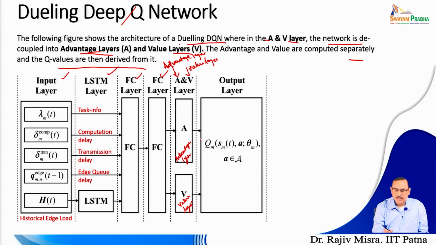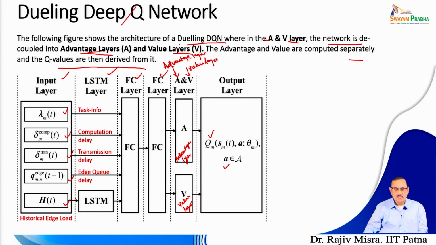You can see that the output Q values are now derived based on the action, the advantage layer, and all of those things are computed separately here at the end. In this dueling DQN, the LSTM layer will have this information as the input, that is the task, then training, computation and edge, and this is the historical edge load.